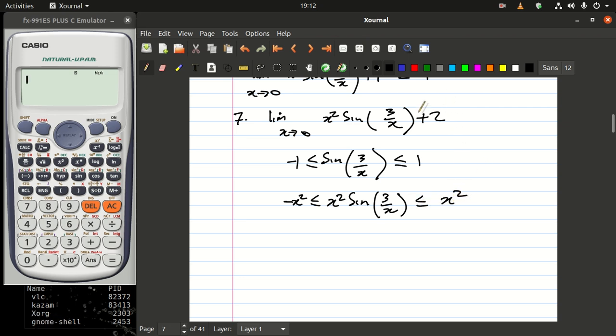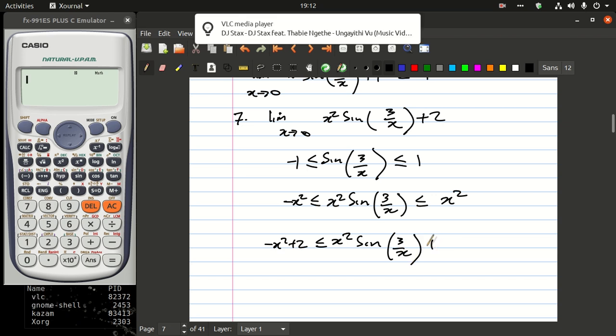Now I'm going to add 2, because the end goal is for this whole function to be in the middle, in other words to be my f of x. While I'm doing that, I should be getting my g of x and my h of x. So here I will have minus x squared plus 2 less than or equal to x squared sine of 3 over x plus 2 less than or equal to x squared plus 2.